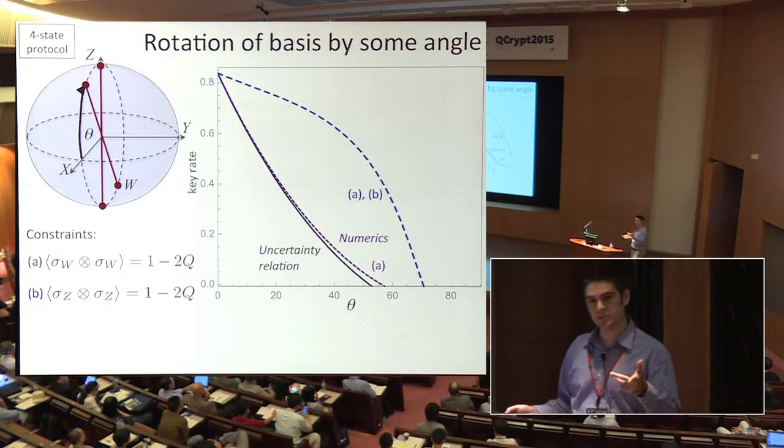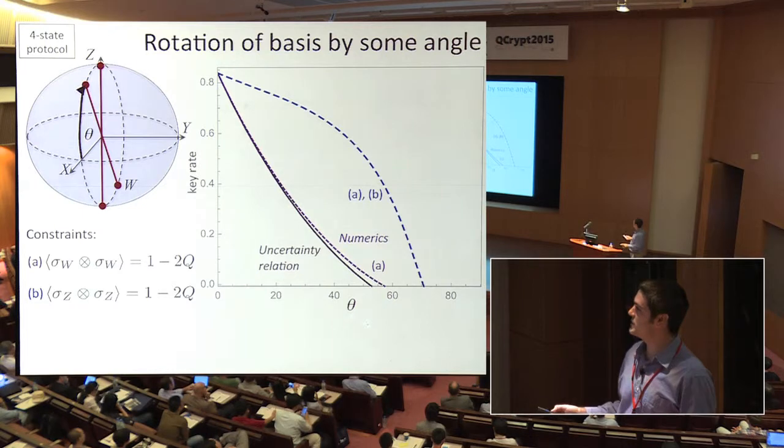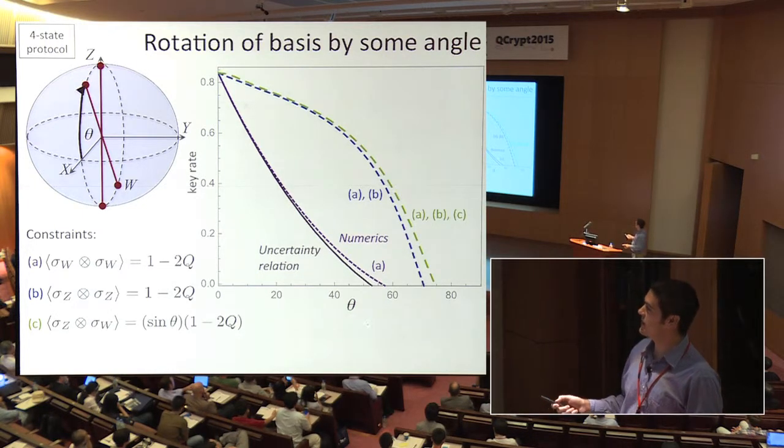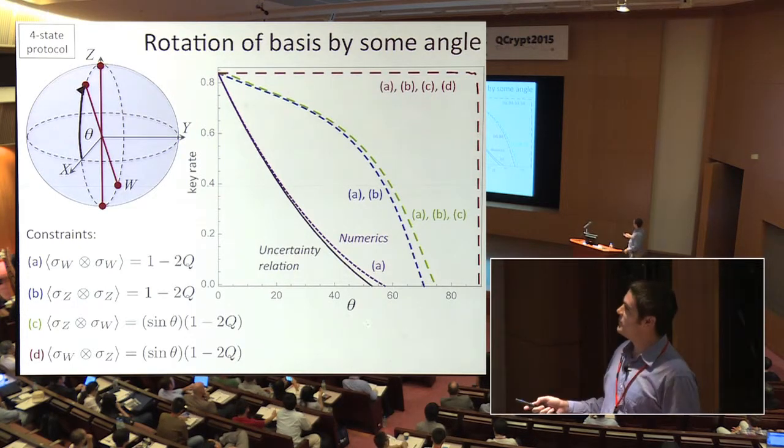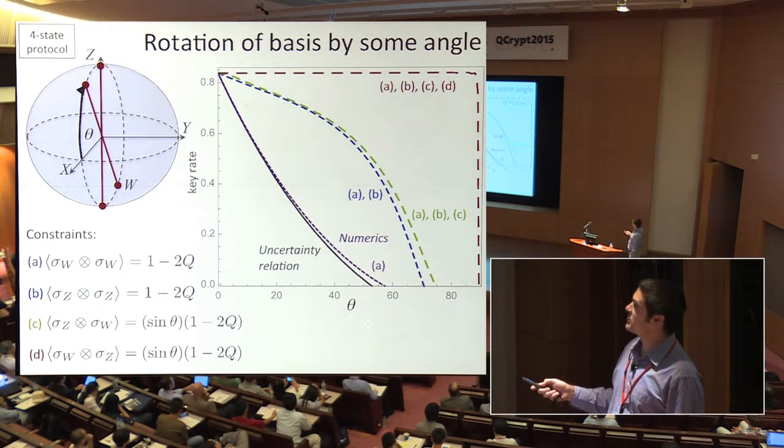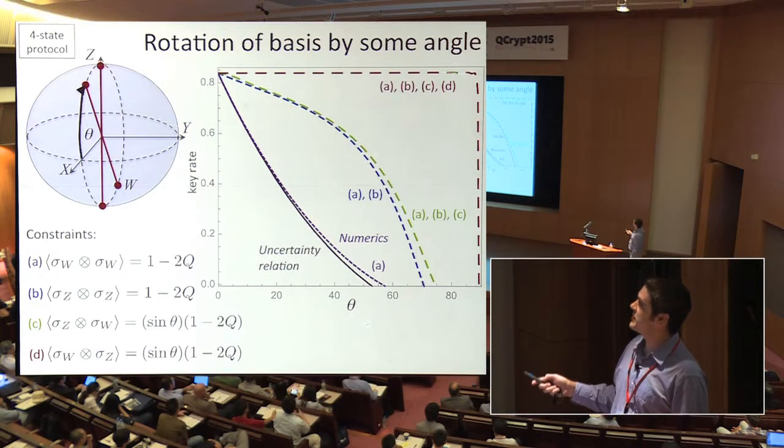But then there's also the cross terms between Z and W. So I can add in, say, the first cross term, and then finally add in the last cross term, and I get a bound that looks like that. So obviously, we're doing much, much better than the uncertainty relation. So let me just explain this flat thing here.